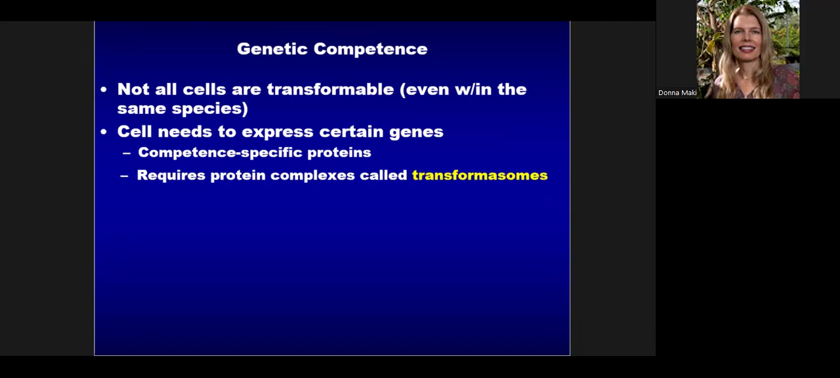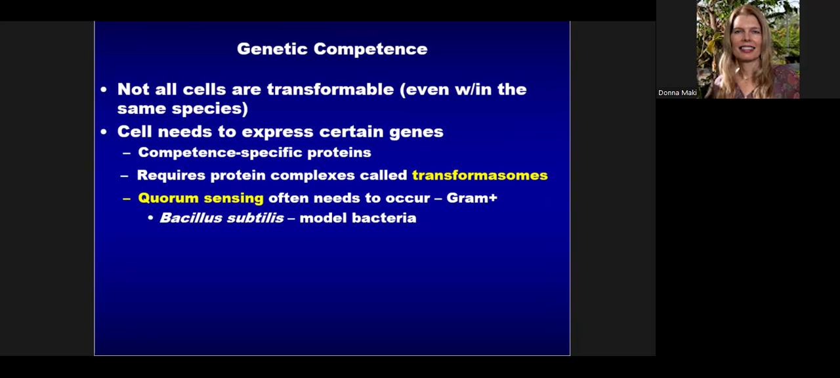Now, some microbes will produce these protein complexes, not all, but some, and they're called transformosomes. So I would like you to know that term. And it's just a protein complex. I'm not going to get into huge detail on it, but basically the model organism that they study for a lot of this idea is a Bacillus species, B. subtilis, which you'll actually work with tomorrow in lab.